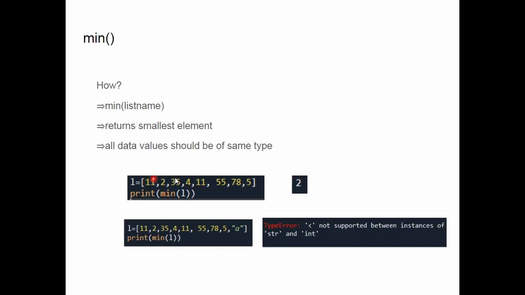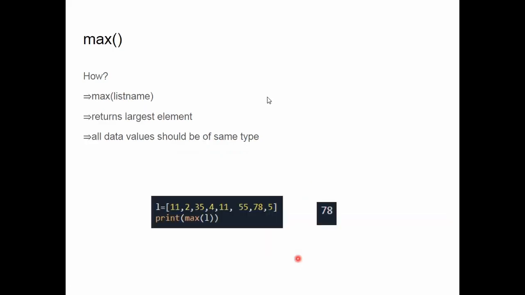So the elements of the list should be of the same data type. We want to find the minimum. So here, if the list is there and I want to find the minimum of this list, the answer will be 2. And here we have a combination of character and integer numbers, so it is going to generate an error message.